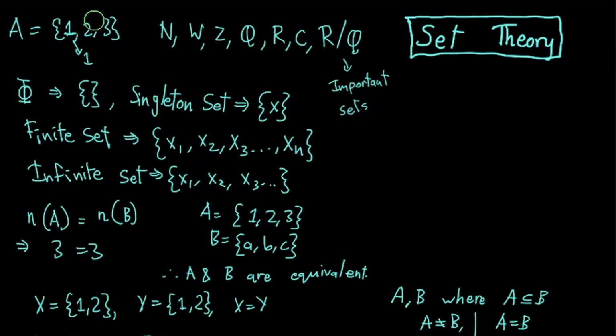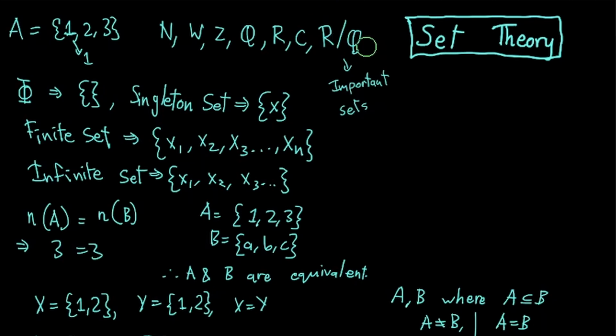Some of the important sets in math are the set of natural numbers, the set of whole numbers, the set of integers, the set of rational numbers, the set of real numbers, the set of complex numbers, and the set of all irrational numbers, which is R minus Q basically.